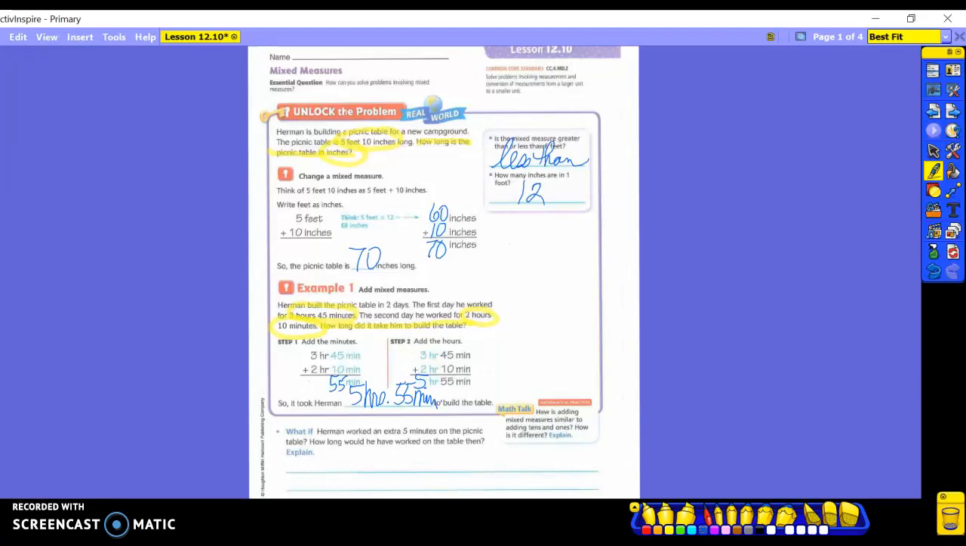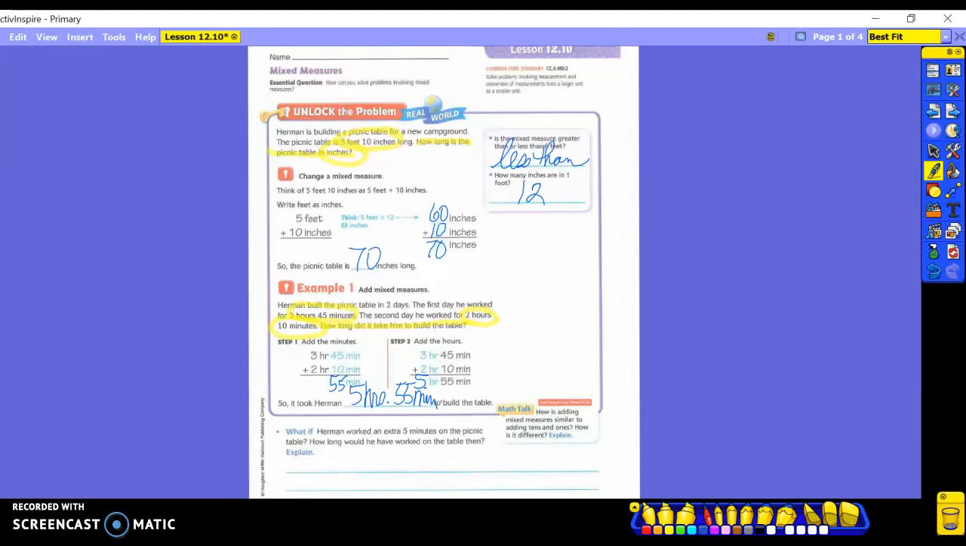Now, the ones they're using with you right now are pretty simple. Like I said, if you get over 60, you have to remember that you're going to take 60 minutes of that and change it to another hour, and then give me what you have left over. So don't forget that you may have to do some of those. Don't just write 5 hours and 75 minutes. Can I turn that 75 minutes into another hour? Okay, so make sure that we do that.